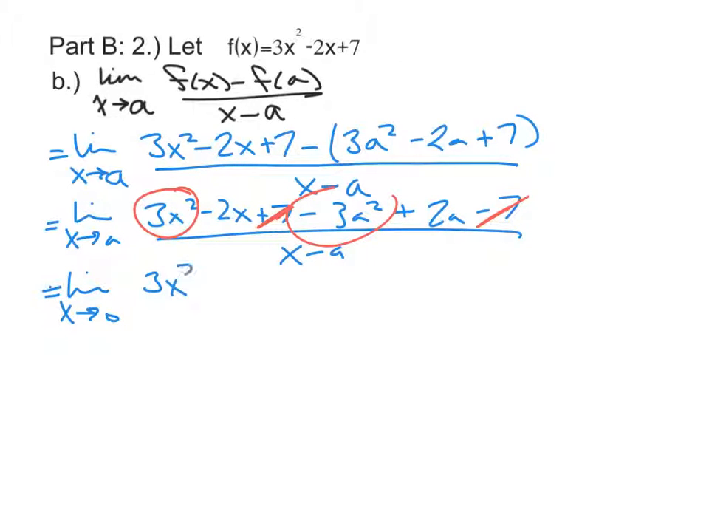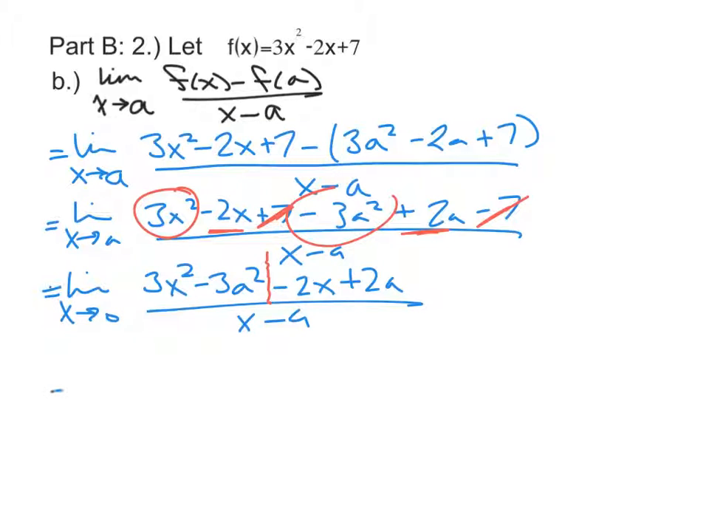So we'll have 3x squared minus 3a squared. Next, I'll do the linear terms. So minus 2x plus 2a. Then divide by x minus a. In order to factor correctly, we can factor now by parts. Just looking at the front half, I haven't taken the limit yet, so the limit as x approaches a. On the front side, we can factor out a 3, and we'll have x squared minus a squared, which is x minus a, and x plus a.